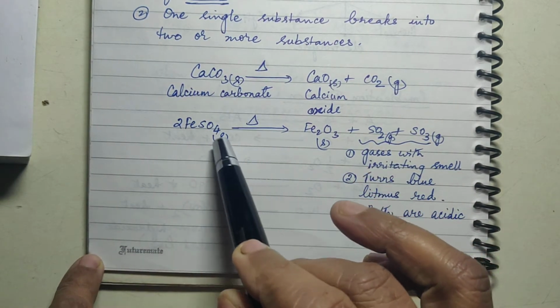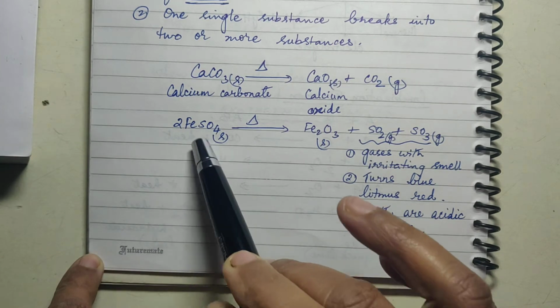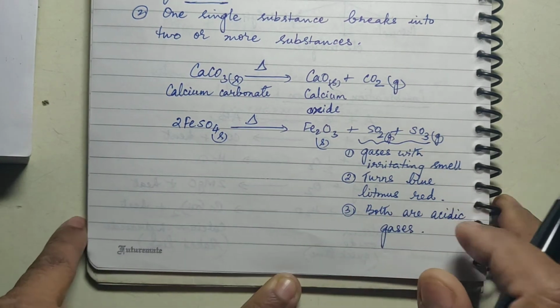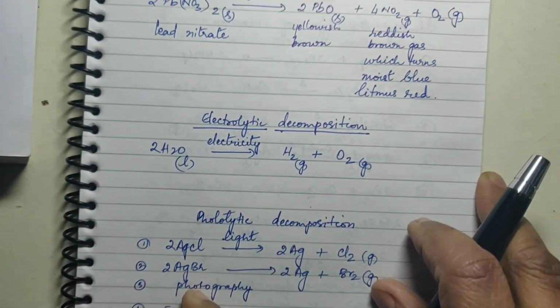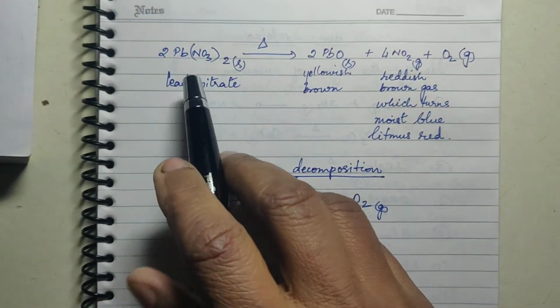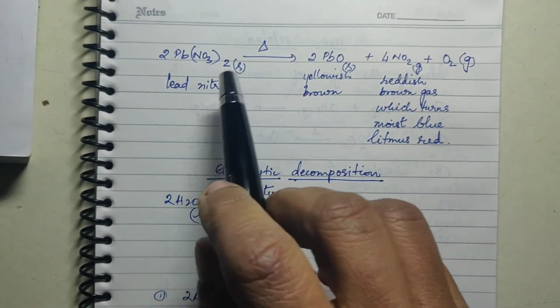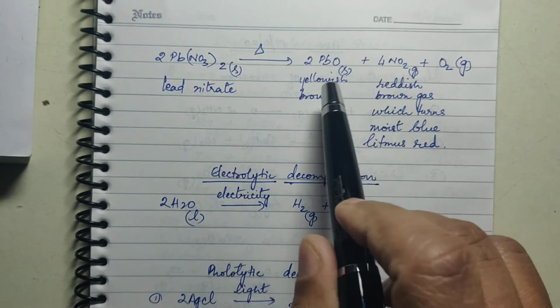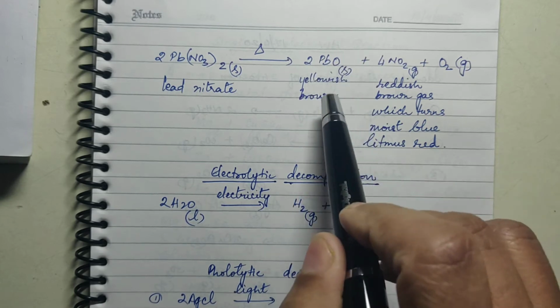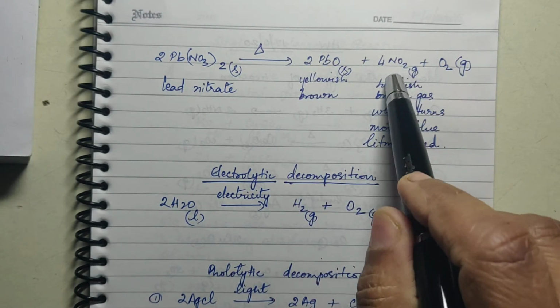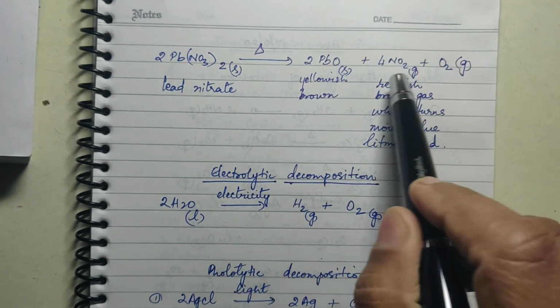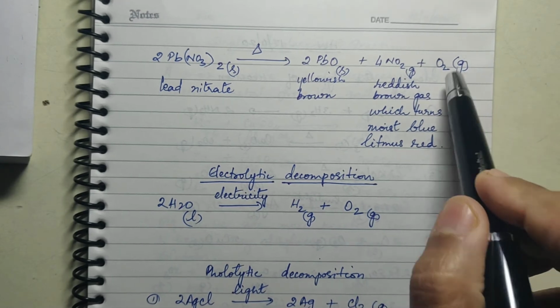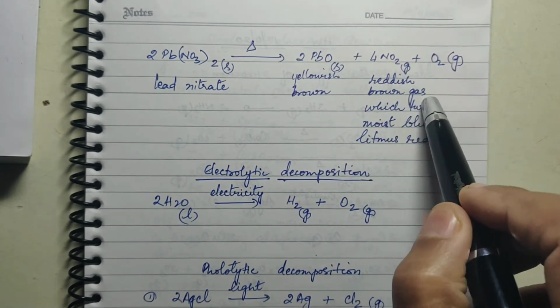Now this FeSO4 is pale green in color. You should remember, it is pale green in color. In the same way, you can also take lead nitrate, Pb(NO3)2, which is a white powder, and on heating it will give you yellowish brown PbO settling down at the bottom. NO2 is a gas and O2 is a gas, they will escape from the test tube. This NO2 is a reddish brown gas.